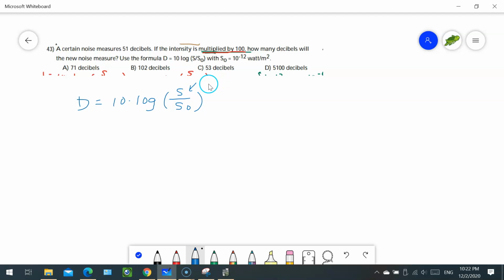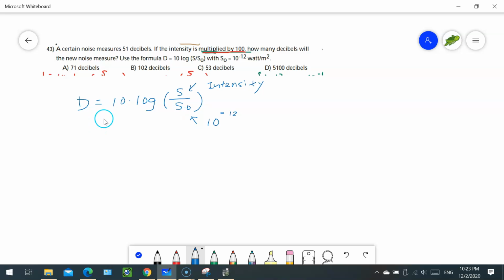Now this S represents the intensity. The log, they use the 10 to multiply by log, and S sub 0 is equal to 10 to the power negative 12 watt per meter squared. I should say that.